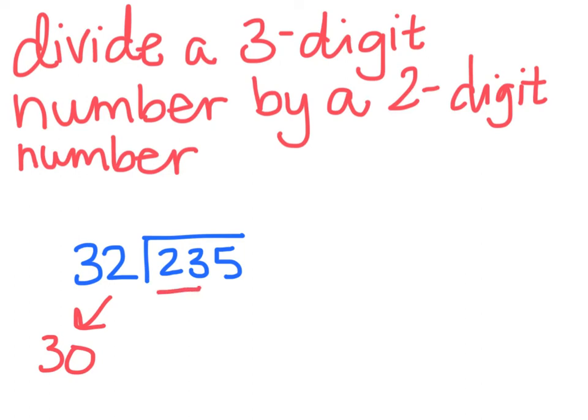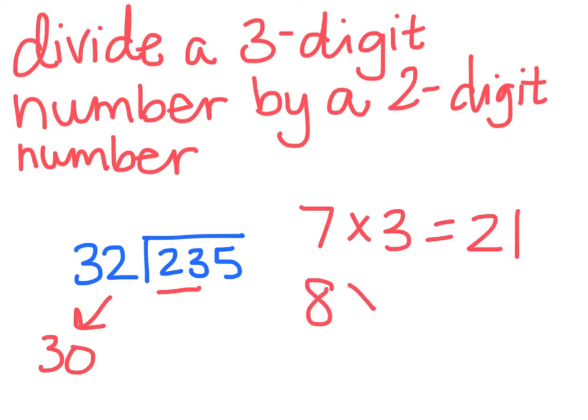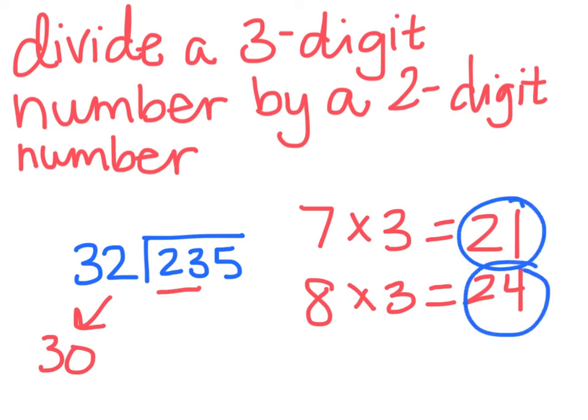How many times does 30 or 3 go into 23? Well, I can think of 2 facts that are pretty close. We could try 7, because 7 times 3 equals 21. We could also try 8, because 8 times 3 equals 24. Now thinking about this logically, which one makes more sense? 21 or 24? We probably don't want to go with 24, right? Because it's bigger than 23, which means that our number would be larger than 235 when multiplied by 32.